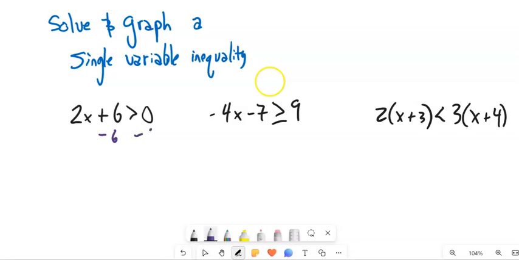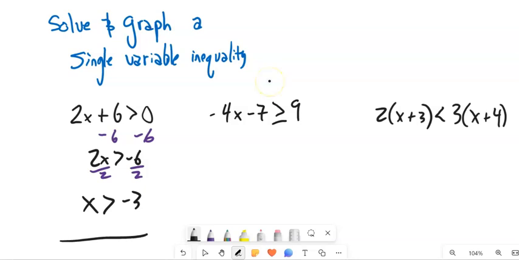So I could subtract 6 from both sides. Divide by 2, and x is greater than negative 3. And then I know how to graph that. Here's negative 3, open and going to the right.